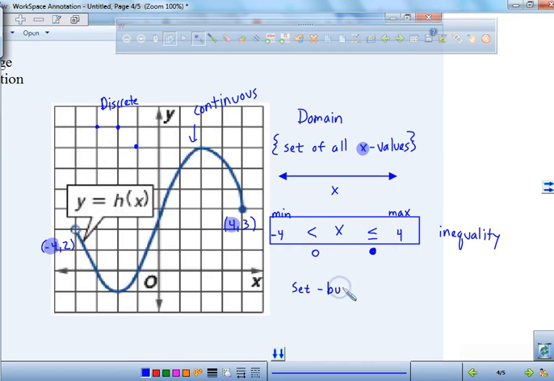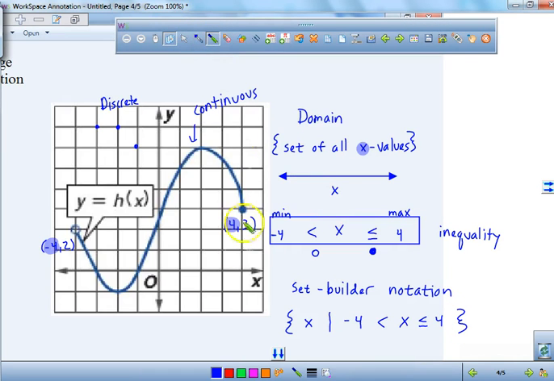And we're going to call this set builder notation. What I'm going to do is use words to describe what's happening, so I'm also going to build the set. I'm going to put the set of all x values such that all of my x values are less than or equal to 4, but they are all greater than negative 4, and I'm going to close the set. So this is called set builder notation.